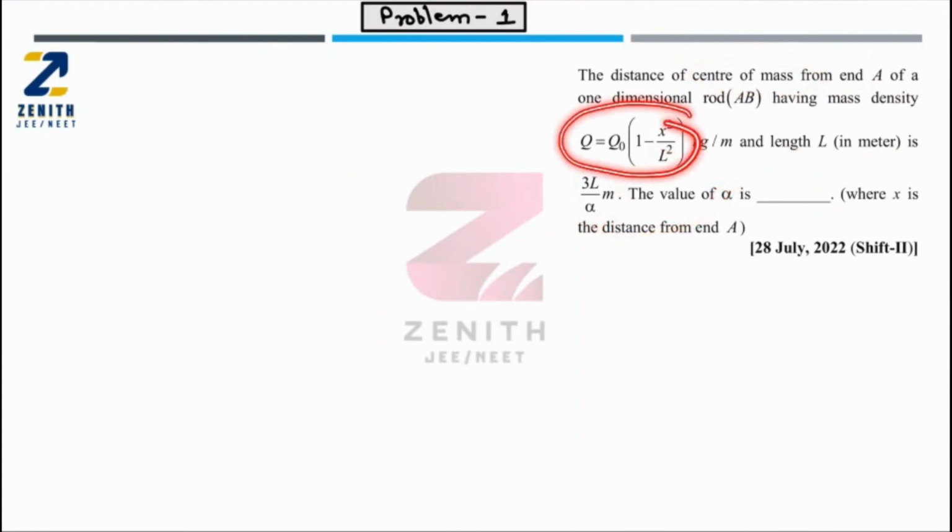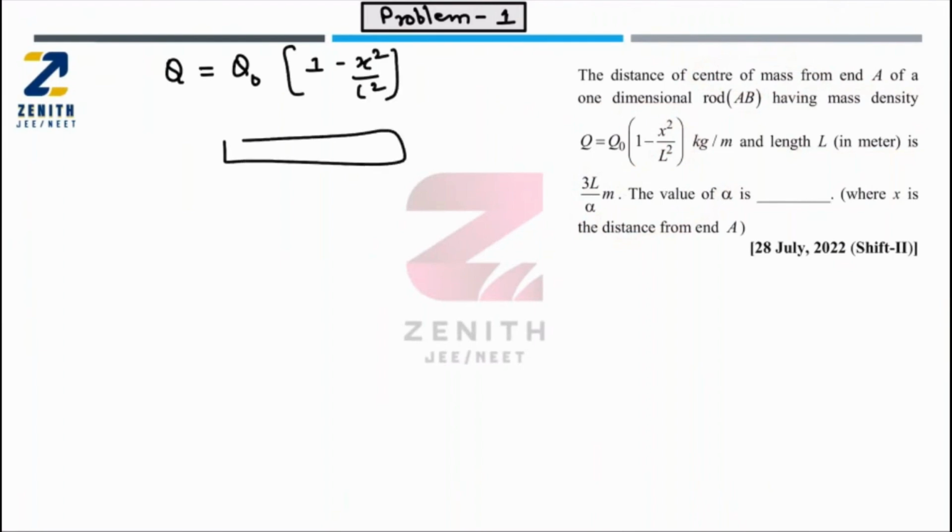Okay, so the variation of linear mass density they have given. In the question, instead of lambda they have used a different variable q: q naught times 1 minus x square divided by L square. This is the linear mass density, and this is your rod. So this is A and this is B. From A, we will consider a small element dx, having length dx at a distance of x, and you know how to calculate the mass dm: lambda into dx. Instead of lambda they have used another notation q, no problem.